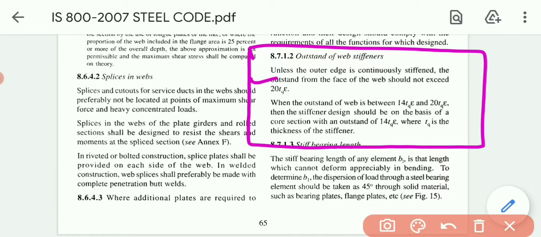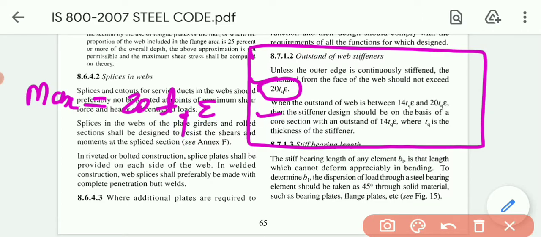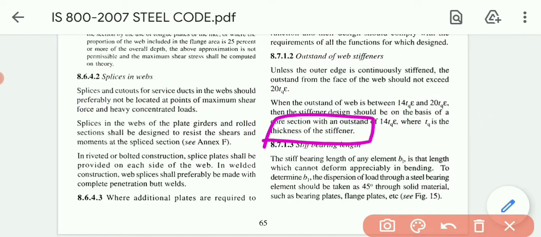So unless the outer edges are continuously stiffened, the outstand from the face of the web should not exceed 20 t_q epsilon. So this is the maximum criterion given to us, the maximum width of stiffener, that is 20 t_q epsilon. Then when the outstand of the web is between 14 t_q epsilon and 20 t_q epsilon, then the stiffener design should be on the basis of the core section with an outstand of 14 t_q epsilon, where t_q is the thickness of the stiffener, that is this one.